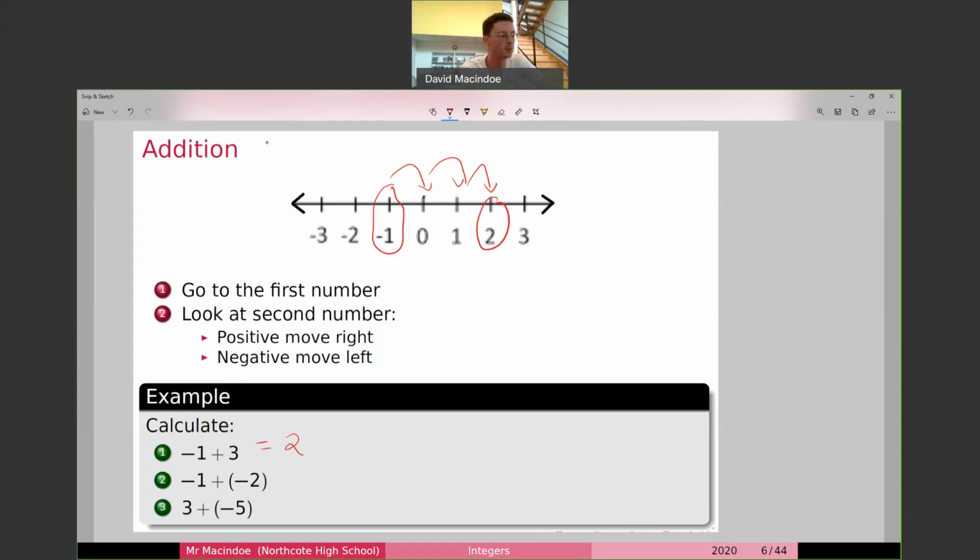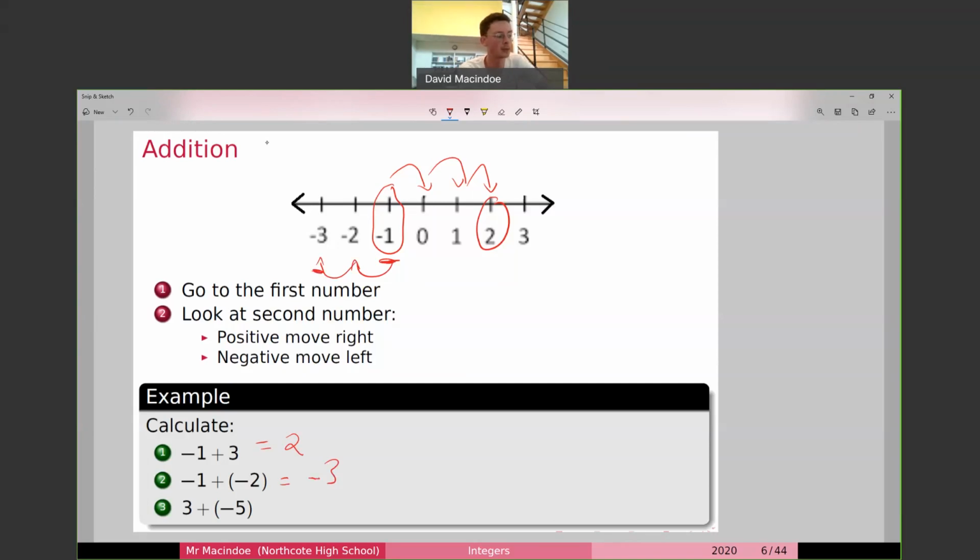Next, -1 plus -2. Again, we're going to start at our -1. We're going to start here again. But because it's a negative and we're adding it, we move to the left. So we go 1 to the left, 2 to the left, and we end up here, at -3. Hopefully that makes a bit of sense. You've got a negative number and you're adding another negative number, so it should end up being more negative, like -3.